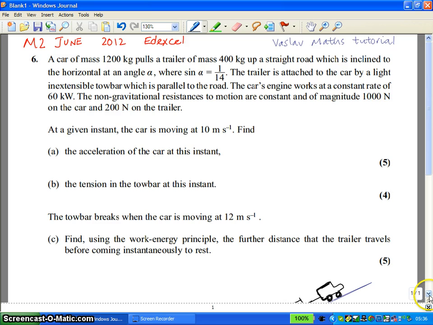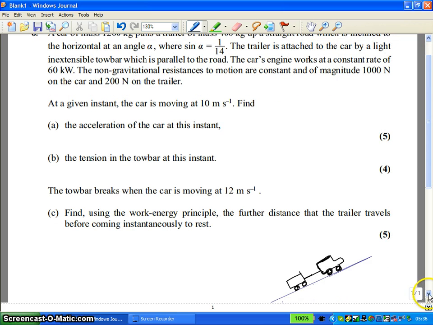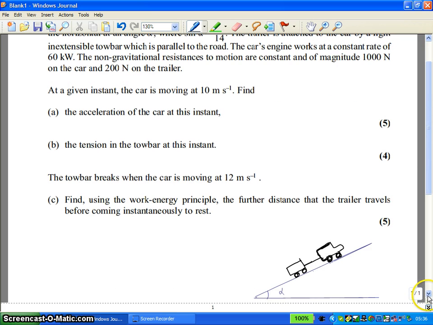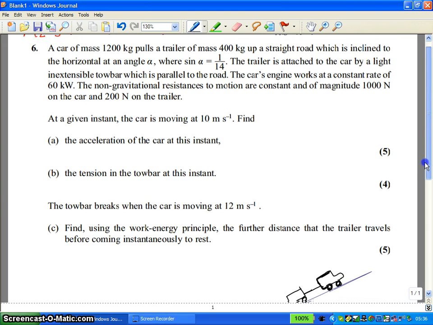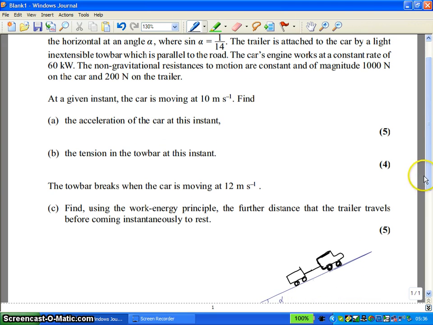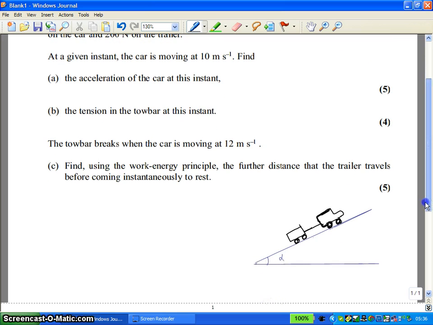As you can see, we were told that there is a car carrying a caravan and going up a slope inclined to the horizontal with angle alpha, where sine alpha is equal to 1/14. I've started drawing this diagram. Obviously, the next thing is to put in all the relevant forces. Okay, so I'm just going to do that.